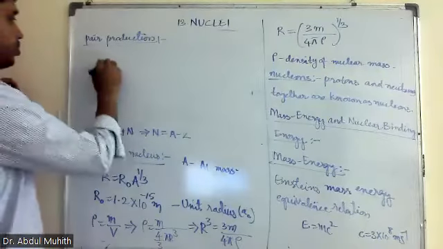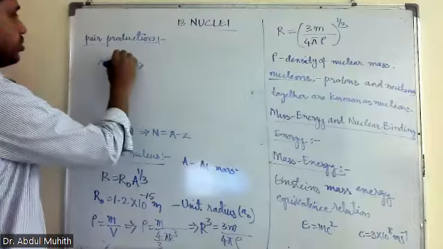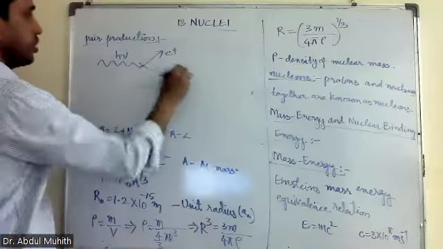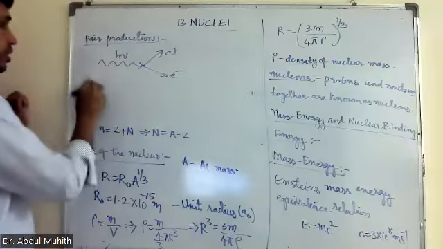Pair production, what happens? Suppose this is the energy, here it is h nu. What happens? It splits into an electron and a positron. That is how pair production takes place. Next is annihilation.